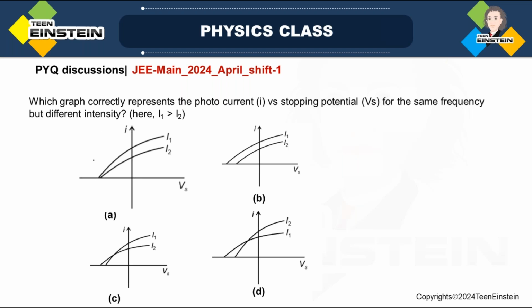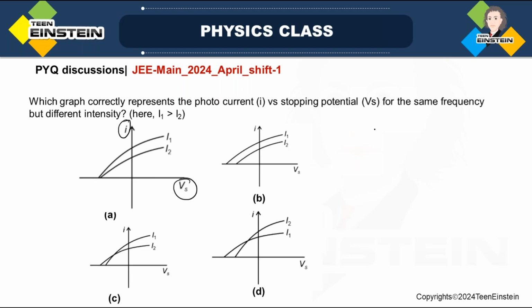Now this question is also a very interesting question. Which graph correctly represents the photocurrent versus stopping potential for the same frequency but different intensity? So we have to understand to answer this question. Here, this is the photocurrent and this is the stopping potential. How does current vary with stopping potential, and what is the relation between them? Let me explain a little bit. Also, how the photocurrent depends on intensity.